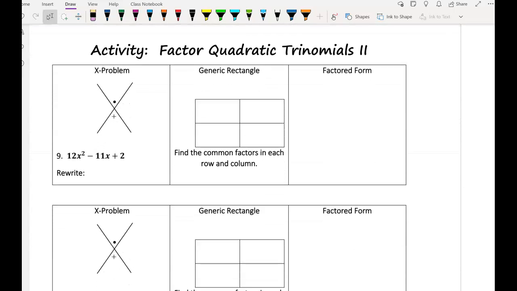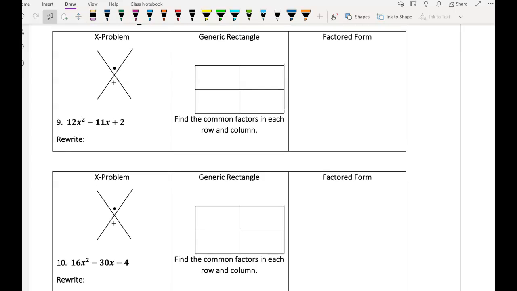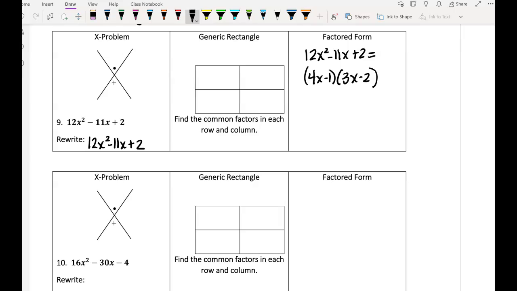Number 9, 12x squared minus 11x plus 2. There is not a GCF, so again, the rewrite is just the problem. So our factored form, 12x squared minus 11x plus 2. One of your factors here should be 4x minus 1. The other factor is 3x minus 2.